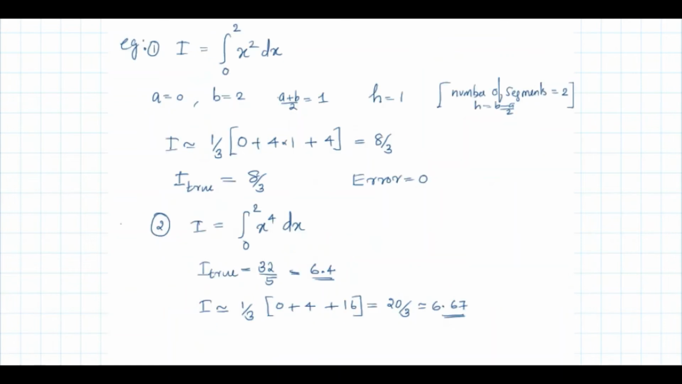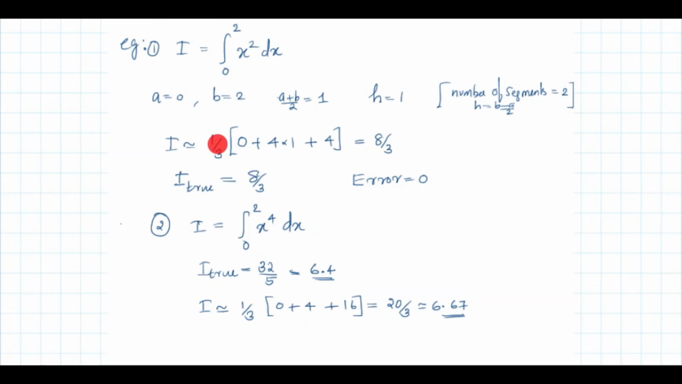Now, consider this equation I, integral 0 to 2 x square dx. Lower limit a is 0, upper limit b is 2. So the midpoint (a plus b) by 2 is 1. That means h is 1, because h is the distance from the lower limit to the midpoint. The number of segments here is 2, and the h value is 1.